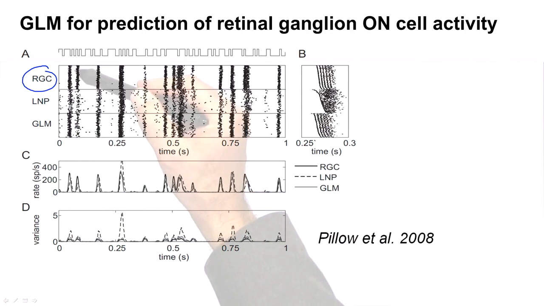If you sum over all the different trials, you get a PSTH, you get the rate defined in the PSTH: the solid line is the real retinal ganglion cell, and the GLM is the gray line. And you see an excellent match, whereas the LNP is slightly off from time to time. So it's important to have these spike after effects as part of the model.